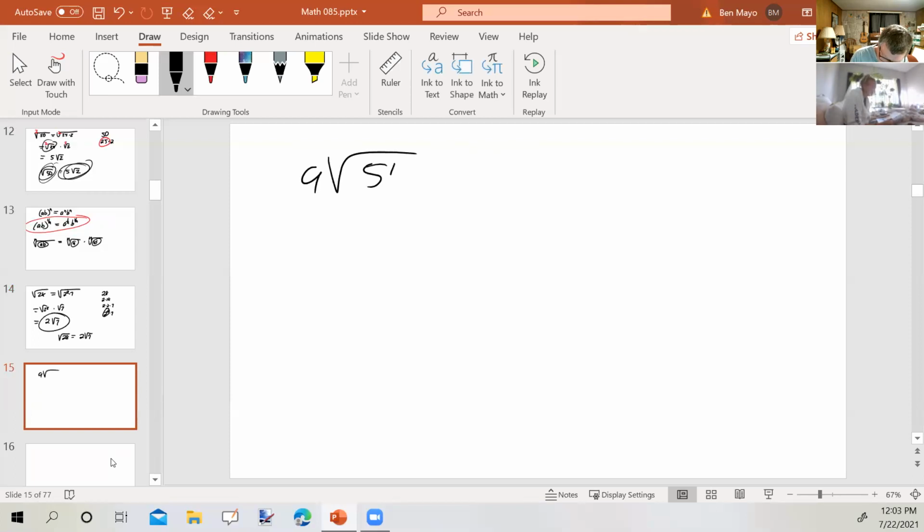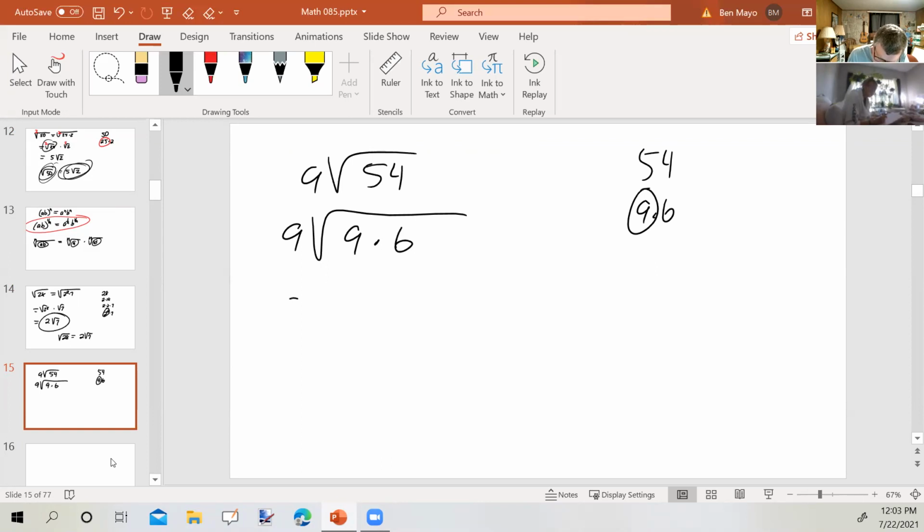9 square roots of 54. So my index is a 2, so I'm still looking for perfect square factors. Let's see, 54 is 9 times 6. Oh, 9 is a perfect square. So I'm going to rewrite this as 9 times the square root of 9 times 6, which is 9 times the square root of 9 times the square root of 6.